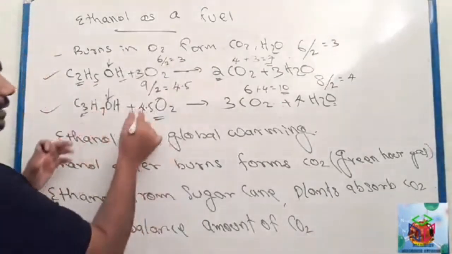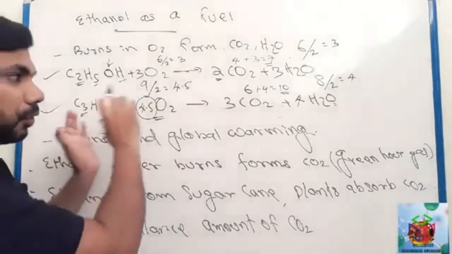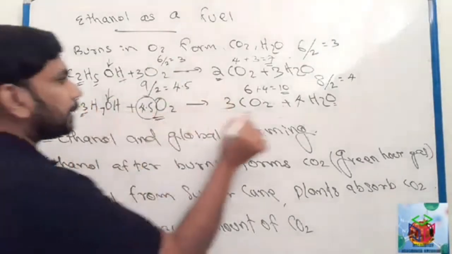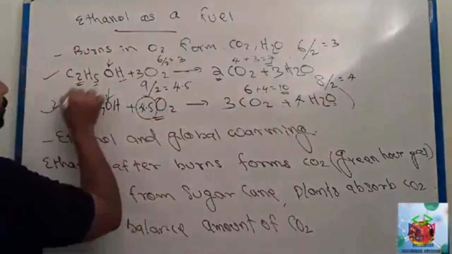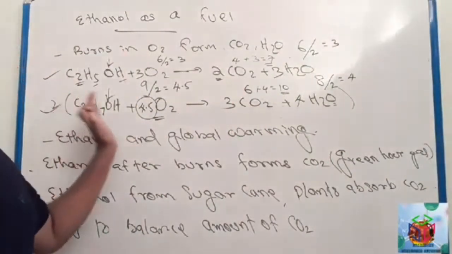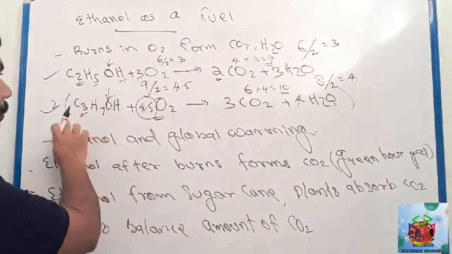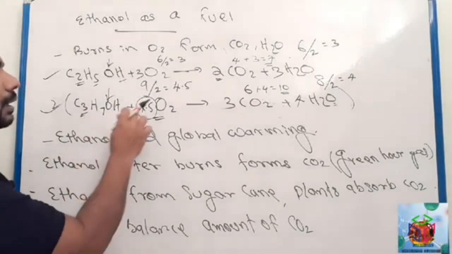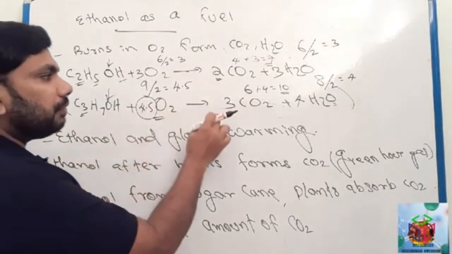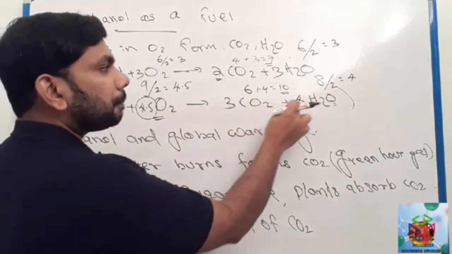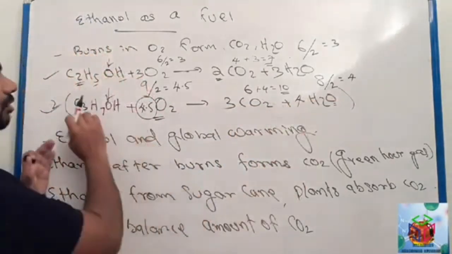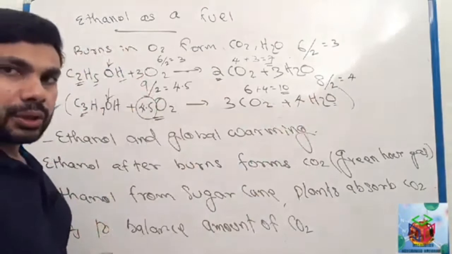Okay, here it is a fraction. If you want to remove the fraction, multiply the whole equation by 2. Then you get 2C3H7OH plus 9 O2 giving 6 carbon dioxide plus 8 H2O. Then you can remove the fraction. You understand?